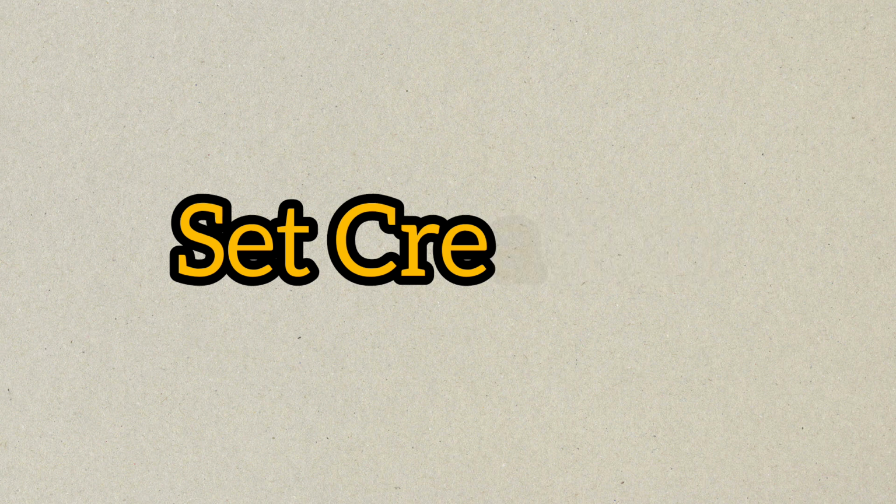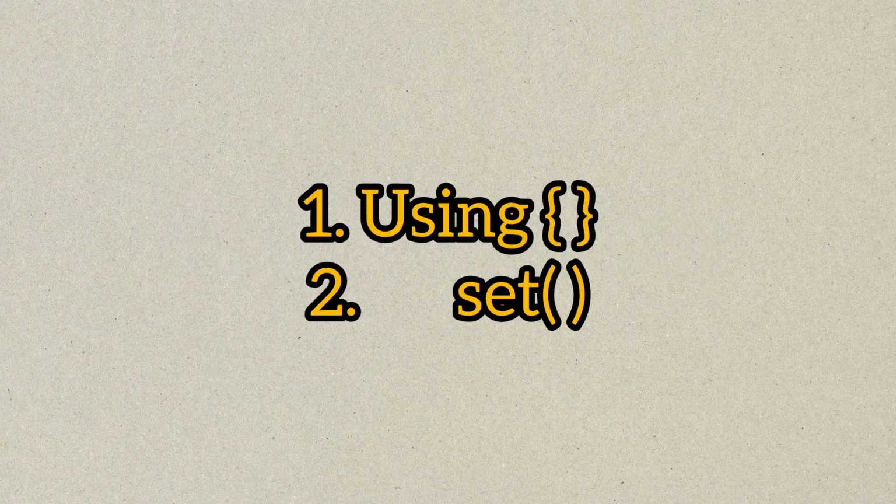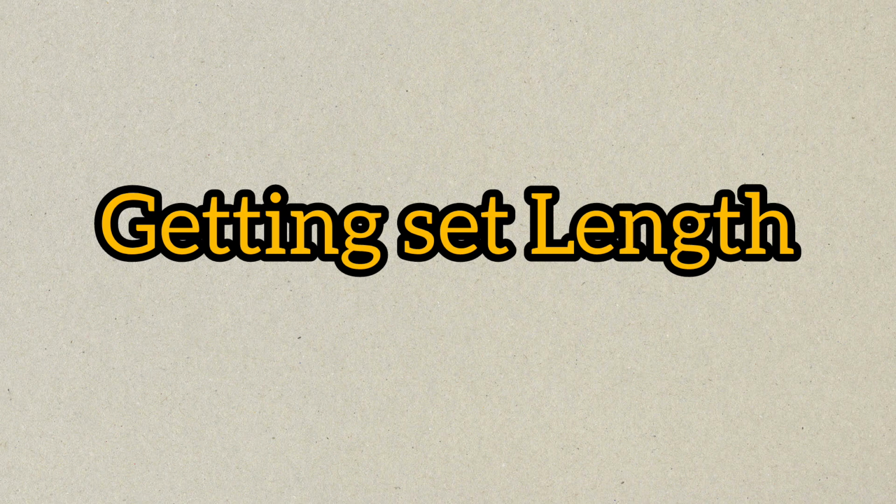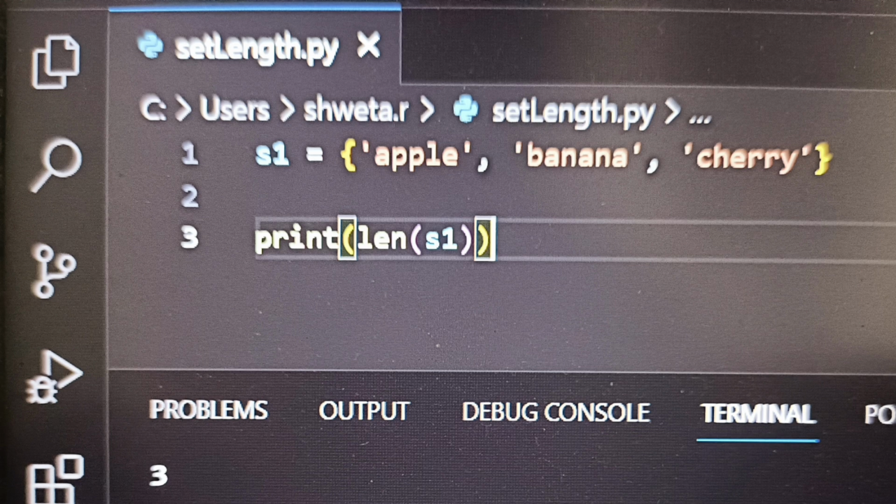Now we will see how we can create a set. We can create a set in two different ways. First, by using curly braces, and second, by using the set constructor. Example, S1 is created using curly braces and set S2 is created using the set constructor. Next, we will see how we can find the length of the set. We can use the len function to find the length of the set.